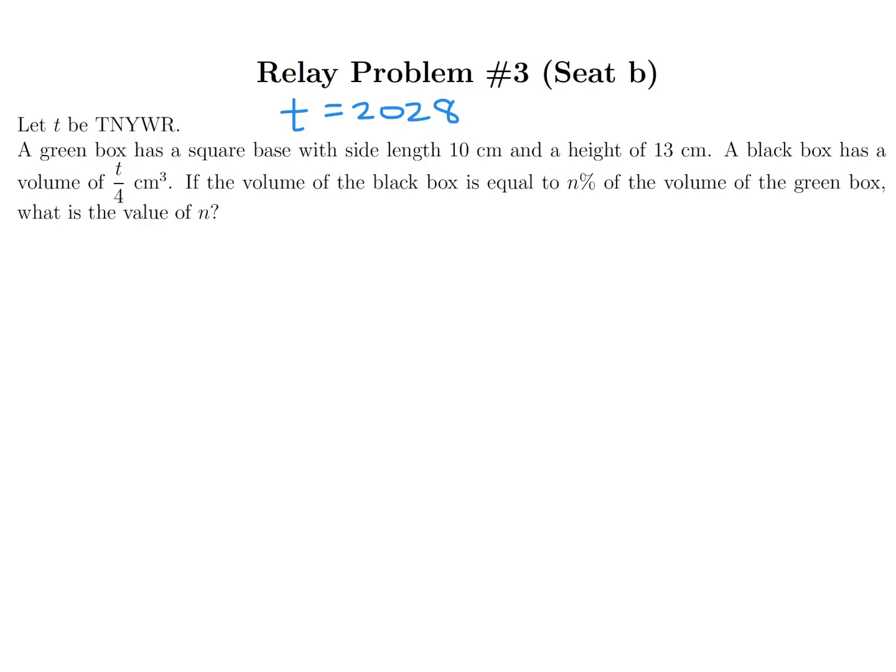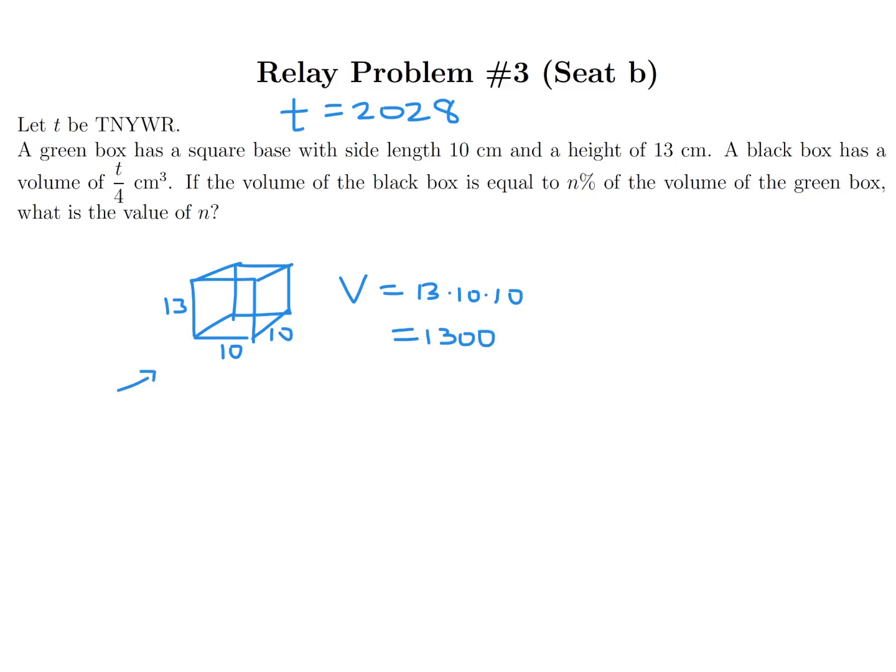Green box has a square base with side length 10, height 13. Black box has a volume of t over 4. If the volume of the black box is equal to n% of the green box, what is the value of n? Okay, so we have some box, right? This is 10, this is 10, this is 13. So that volume is 13 times 10 times 10, which is 1300. And this is the green box, right?